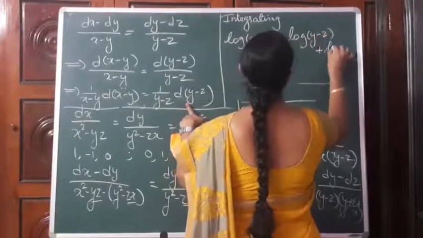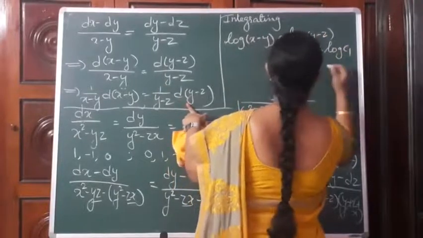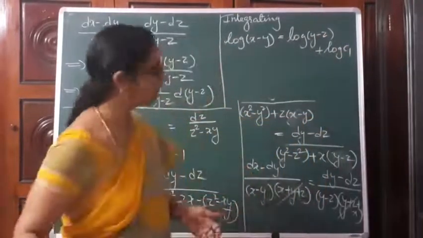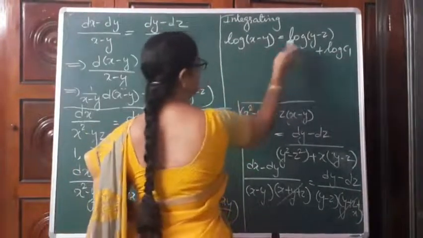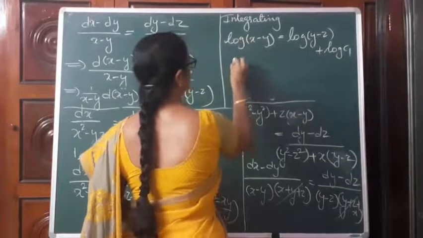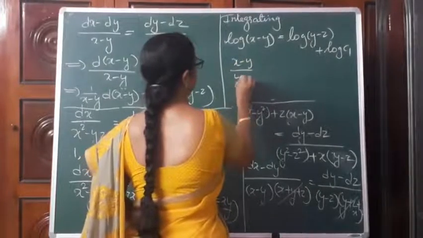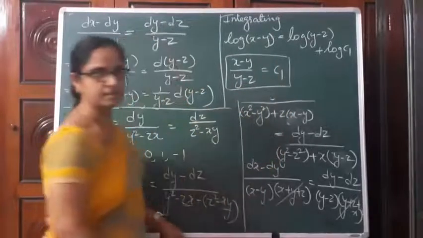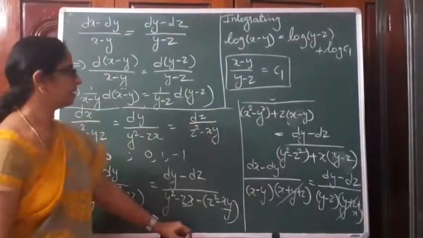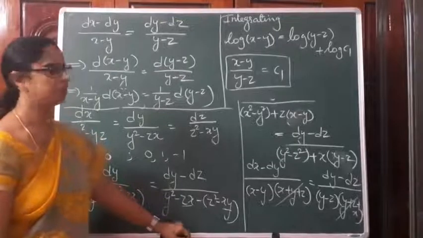And we take the constant as log c1. After simplification, using logarithmic properties, log a minus log b gives log a by b. Cancelling the logarithm on both sides, we write x minus y by y minus z is equal to c1. This is the first solution, u of x, y, z equal to c1.